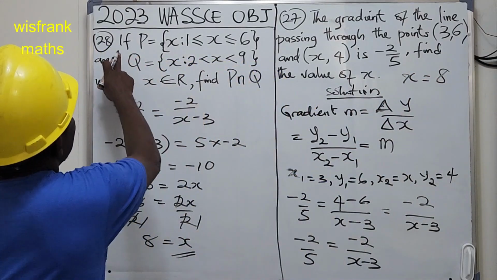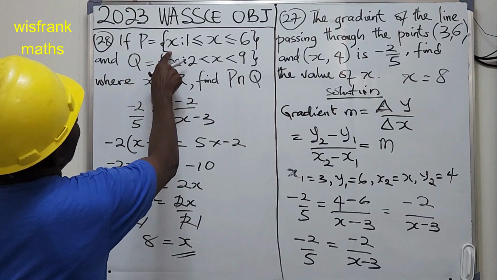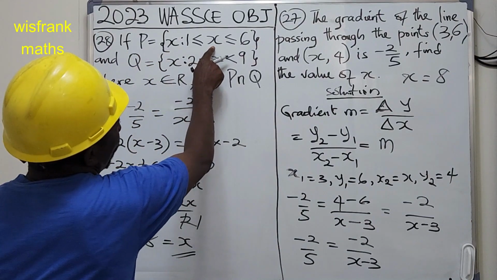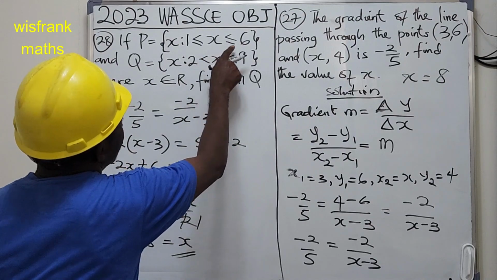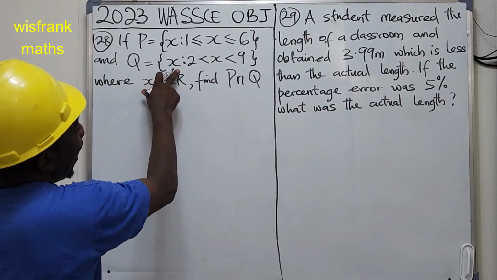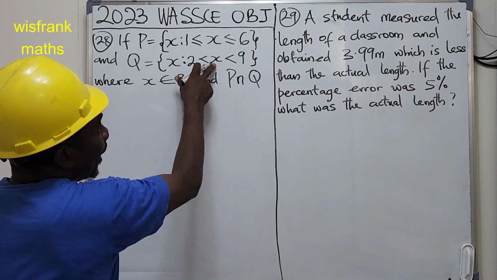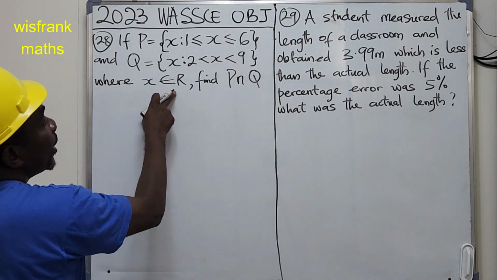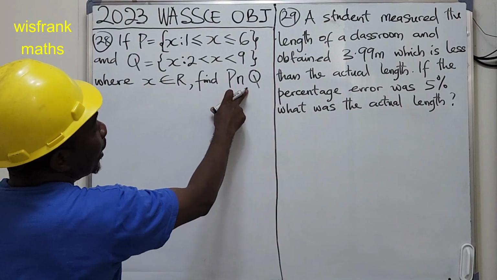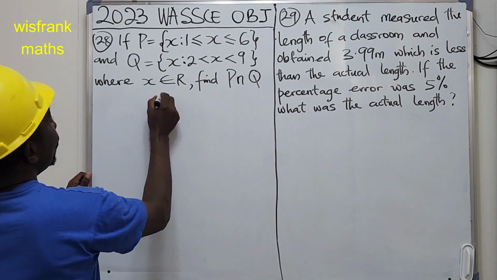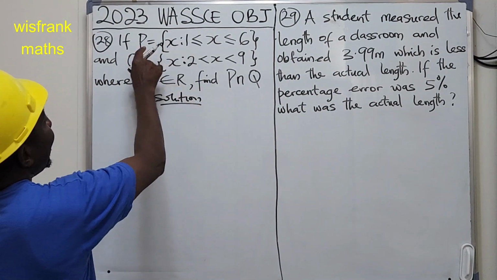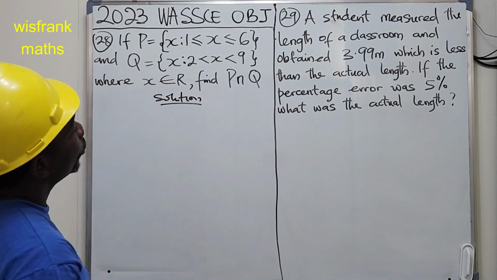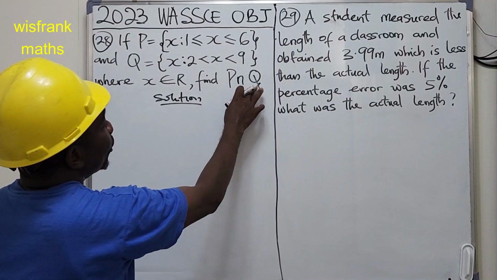Number 28. If p equals {x: 1 less than or equal to x, while x is less than or equal to 6} and q equals {x: 2 less than x, while x is less than 9}, where x contains real numbers, find p intersection q. We have the solution. We need to list out all the elements in p and all the elements in q, and also find p intersection q.